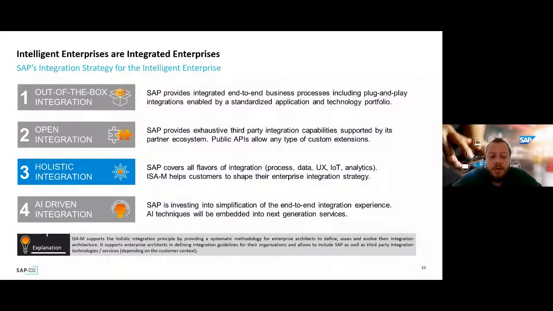Another one is holistic integration. What do we mean by holistic integration? It's a methodology that can cover all types of integration patterns. So we can have process integration, data integration, user integration, thing integration, and analytics integration. But Lucas, in my company, I don't have thing integration yet. There is no problem. You can skip this pattern and focus on what your company really has.